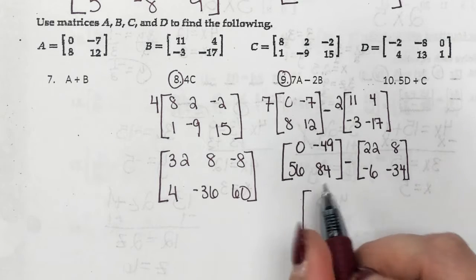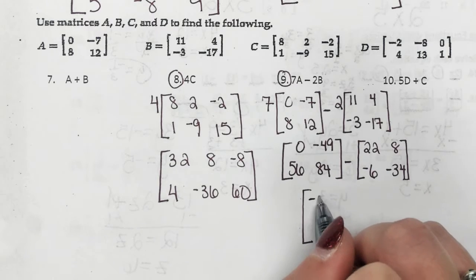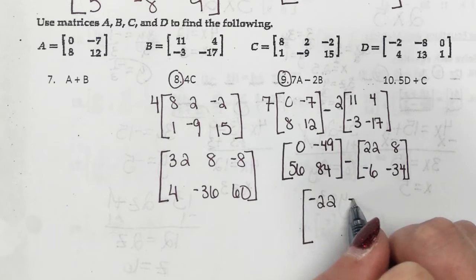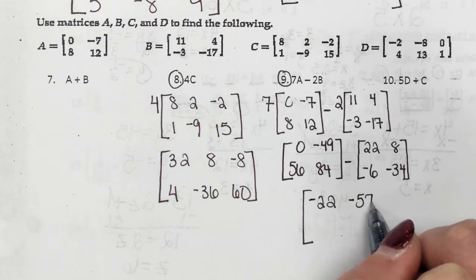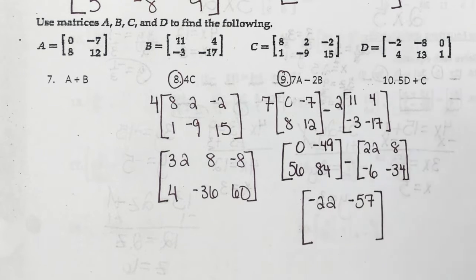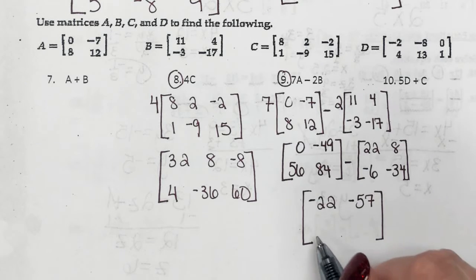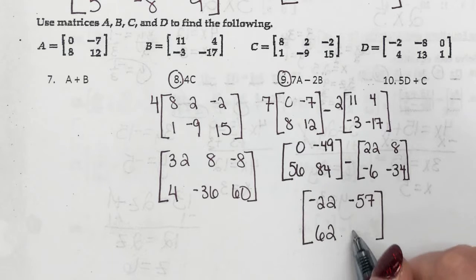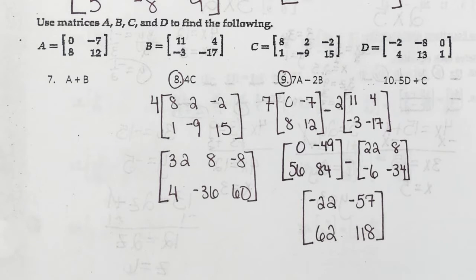All right, well, just the first row. What's just the first row? And negative how much? 57. Perfect. All right, and then the bottom row? And 118. Perfect. Y'all okay?